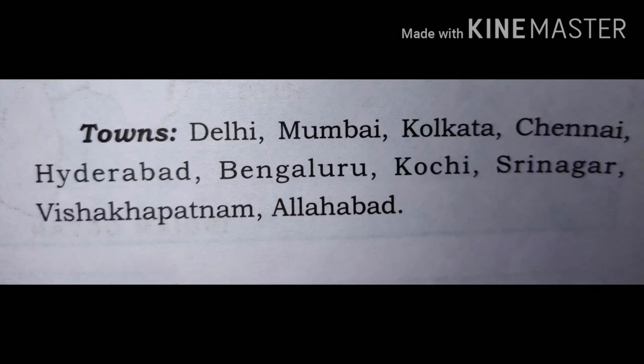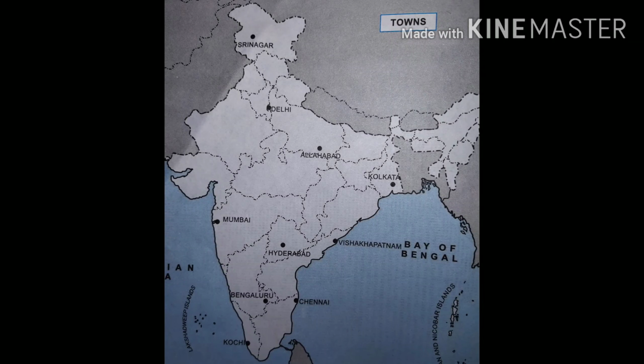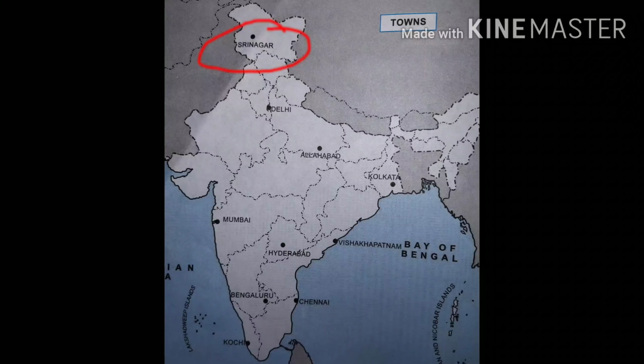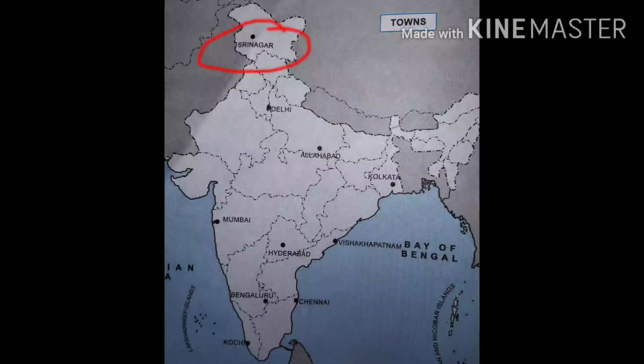And the towns which are to be located in India are Delhi, Mumbai, Kolkata, Chennai, Hyderabad, Bangalore, Kochi, Srinagar, Vishakhapatnam and Allahabad. Now we will see one by one these cities. We'll start from North India. The first city is Srinagar. It is present on the western side of the Jammu and Kashmir state.